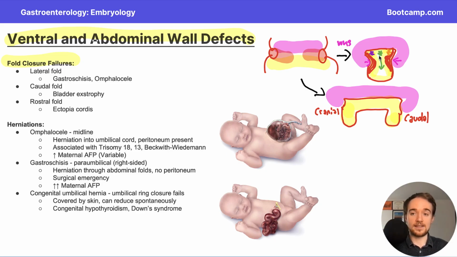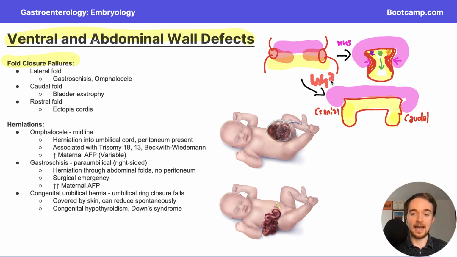And there are two main ways that this can fail. We can either have the midgut escape out the side, like so, or we can have the midgut herniate out like so and then stay outside of the body. Now these two things are called gastroschisis when it escapes out the side, and omphalocele when it escapes and stays within our peritoneal membrane. The other two fold closures are the ones that I've drawn out here.